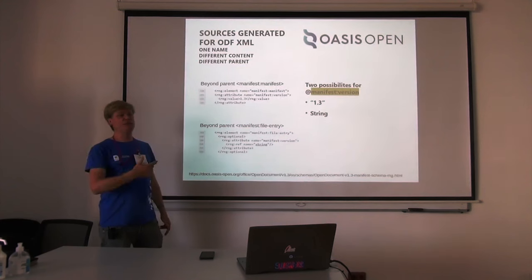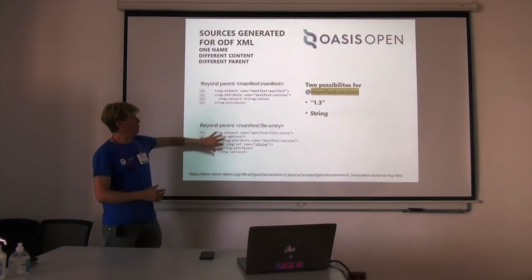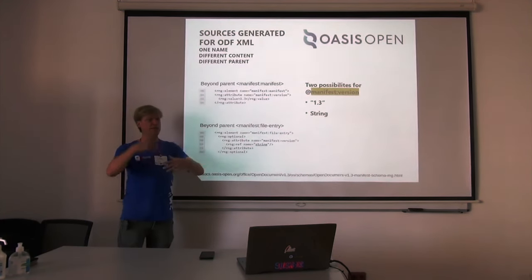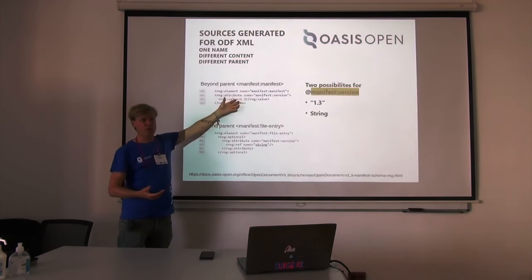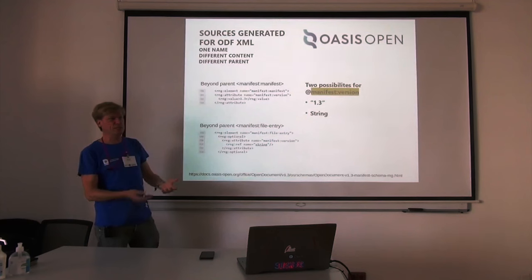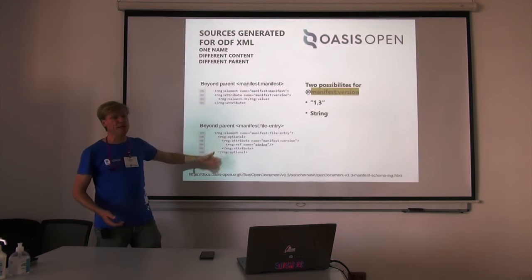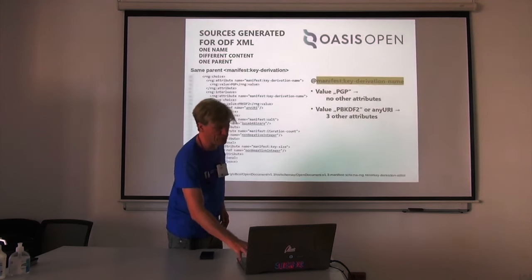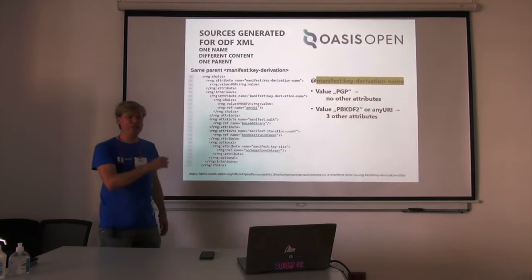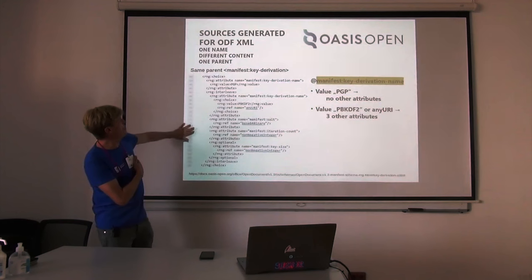Depends on the context, depends on the parent. So we generate it at the parent level. Here we generate it as 1.3. There's only read, no set, because it's forbidden. And here we have a getter and setter with a string. And it's getting more complex because even in the manifest, there is, let me see about it.